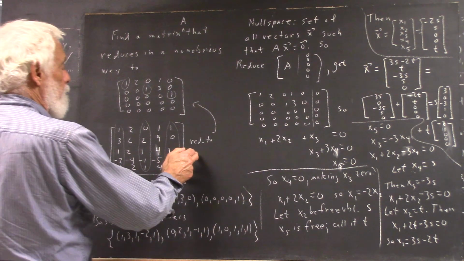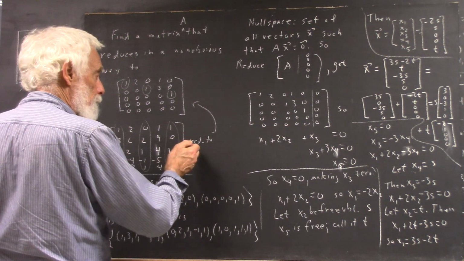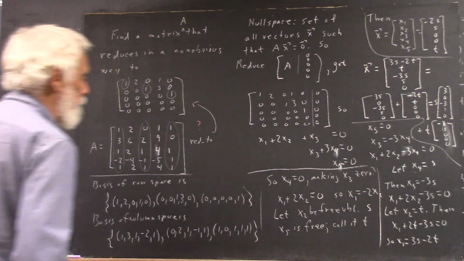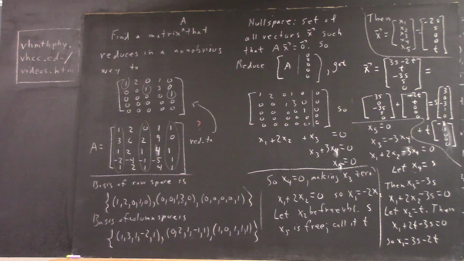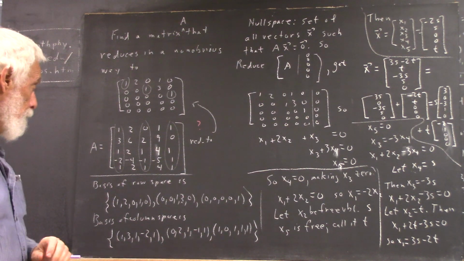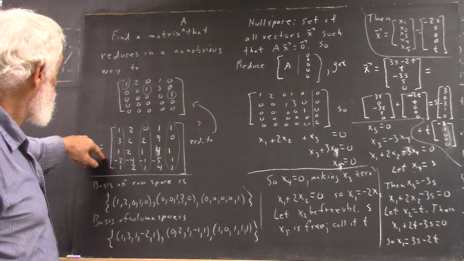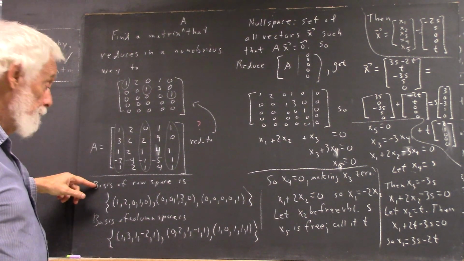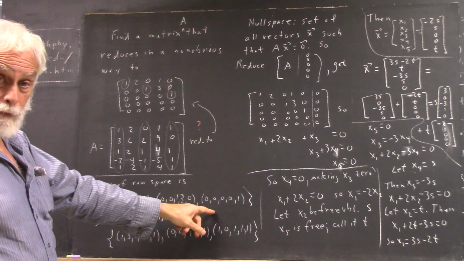So, the question that we're going to approach is whether this matrix reduces to this. Okay? Now, of course, we could reduce the matrix and find out. I think there's one little glitch in there. However, if this matrix reduces to this, the basis of the row space is this.